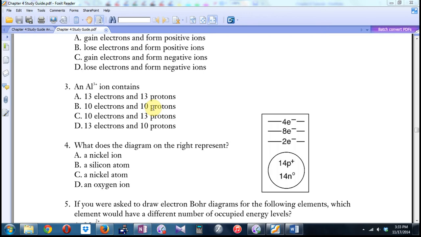When it's an ion, now I have to look at aluminum. I have to look at its ion charge, and I have to think. Why? Because aluminum, does it gain? It loses 3. So instead of 13 electrons, what does it now have? 10. Okay.